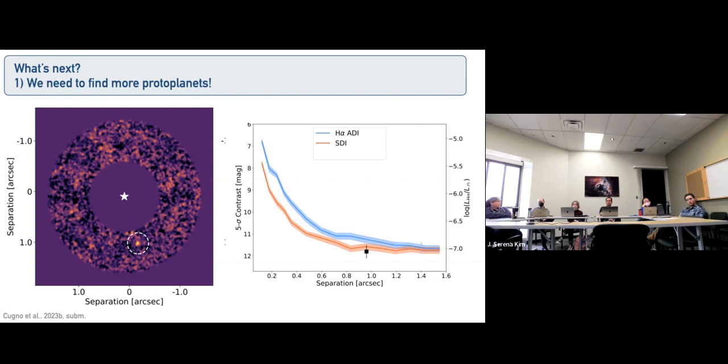So I think this really shows that moving forward, we should keep doing this very important step of SDI and keep pushing to have dual band imaging, simultaneous imaging for H-alpha and maybe other lines as well.